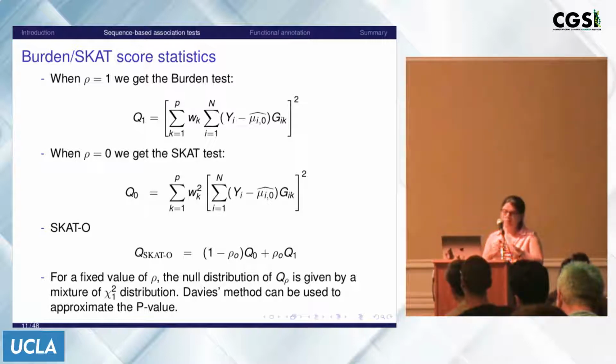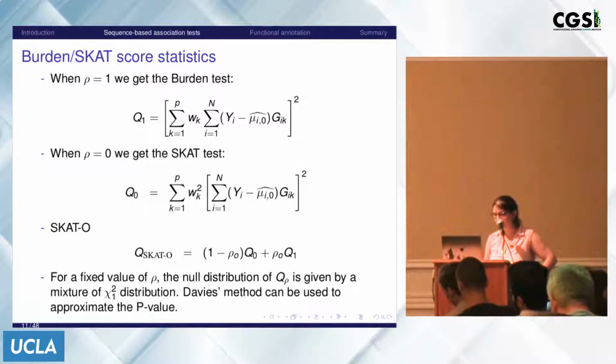You can see that these different tests perform optimally under different conditions. One easy thing to see is that if you have a mixture of deleterious and protective variants, the burden test will lose power because the pluses and minuses cancel out. Whereas the SKAT test, because it squares the contribution of each variant before you aggregate across variants, is robust to such a scenario wherein you have a mixture of risk and protective variants. That's why they're optimal under different conditions.